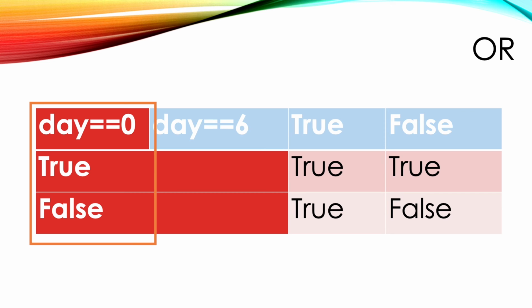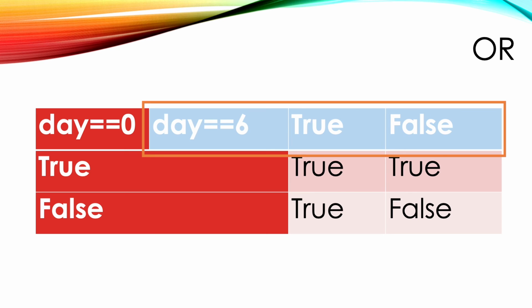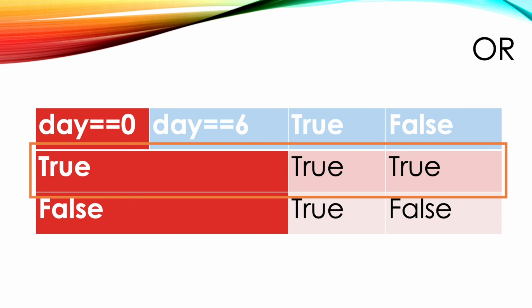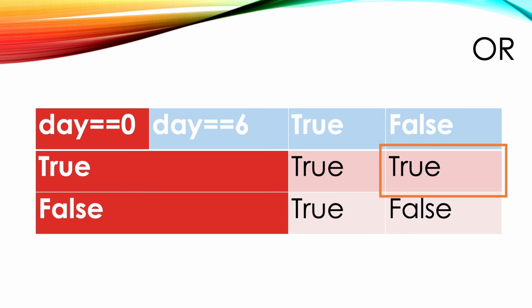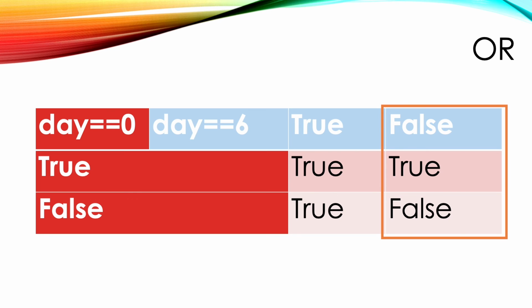Here's a table showing how it works for these 2 conditions. The column to the left shows the possible values for day double equals 0 and the top row the possible values for day double equals 6. Notice if day double equals 0 is true, row 2, and day double equals 6 is false, column 3, then the result is true. Only row 3, column 3 gives a false value when both day double equals 0 and day double equals 6 are both false. We'll meet more logical operators as the course progresses.